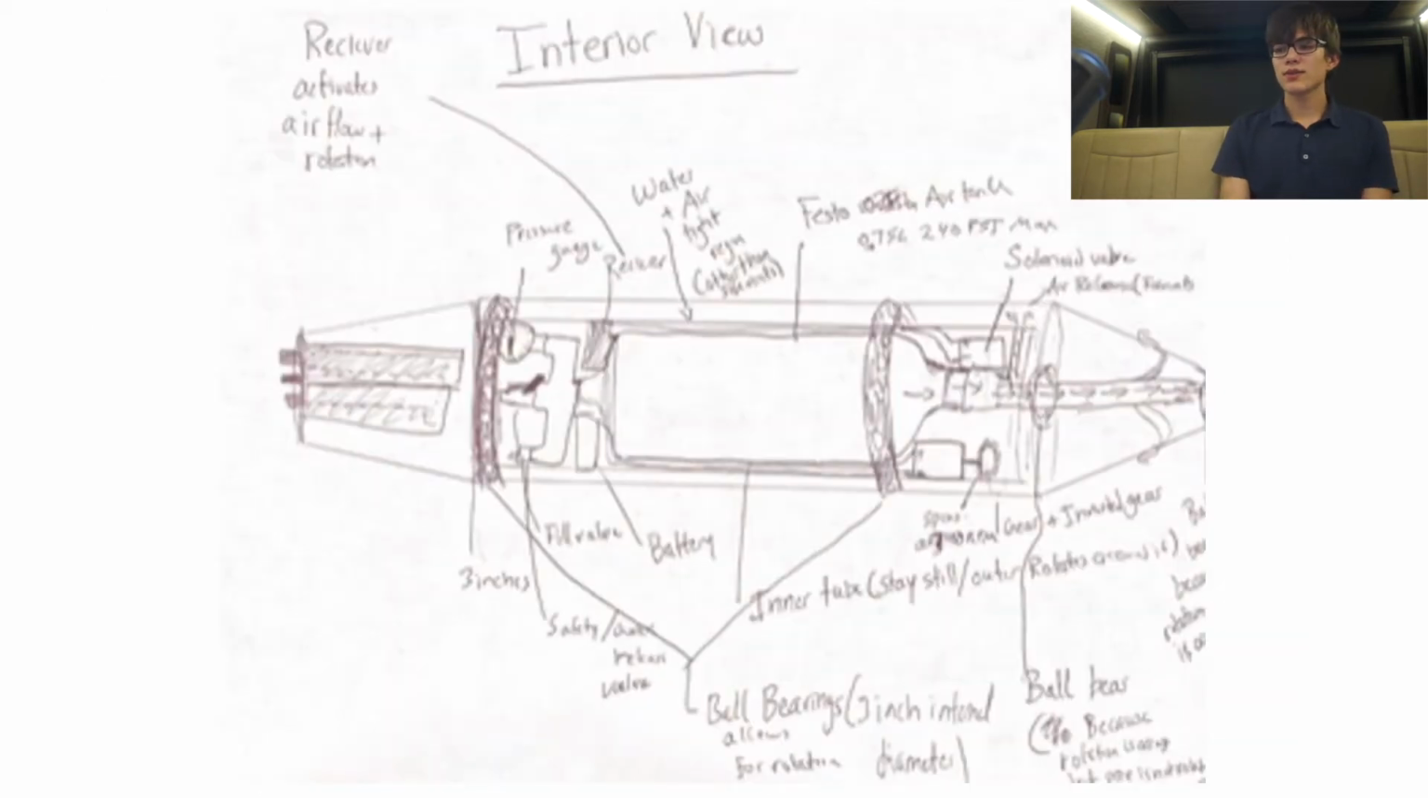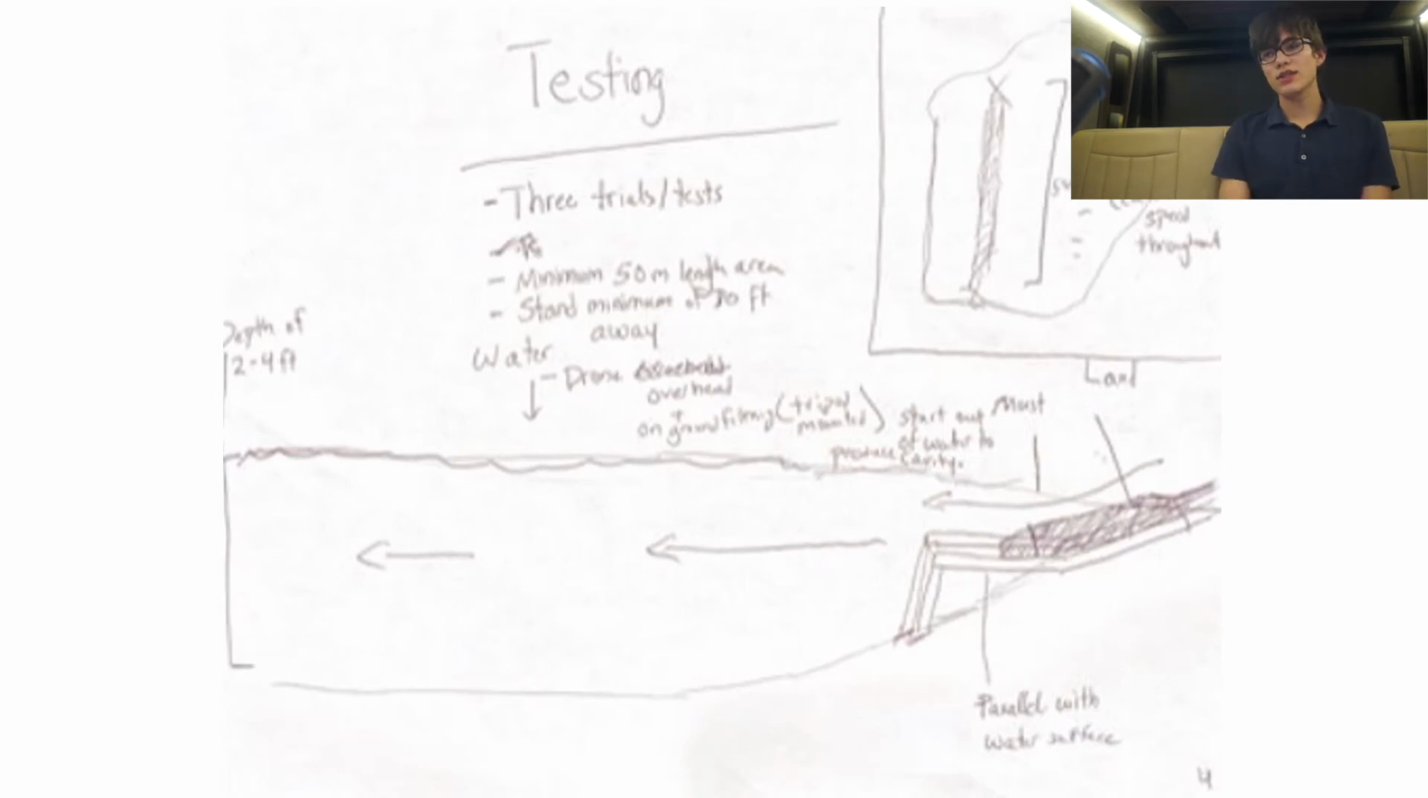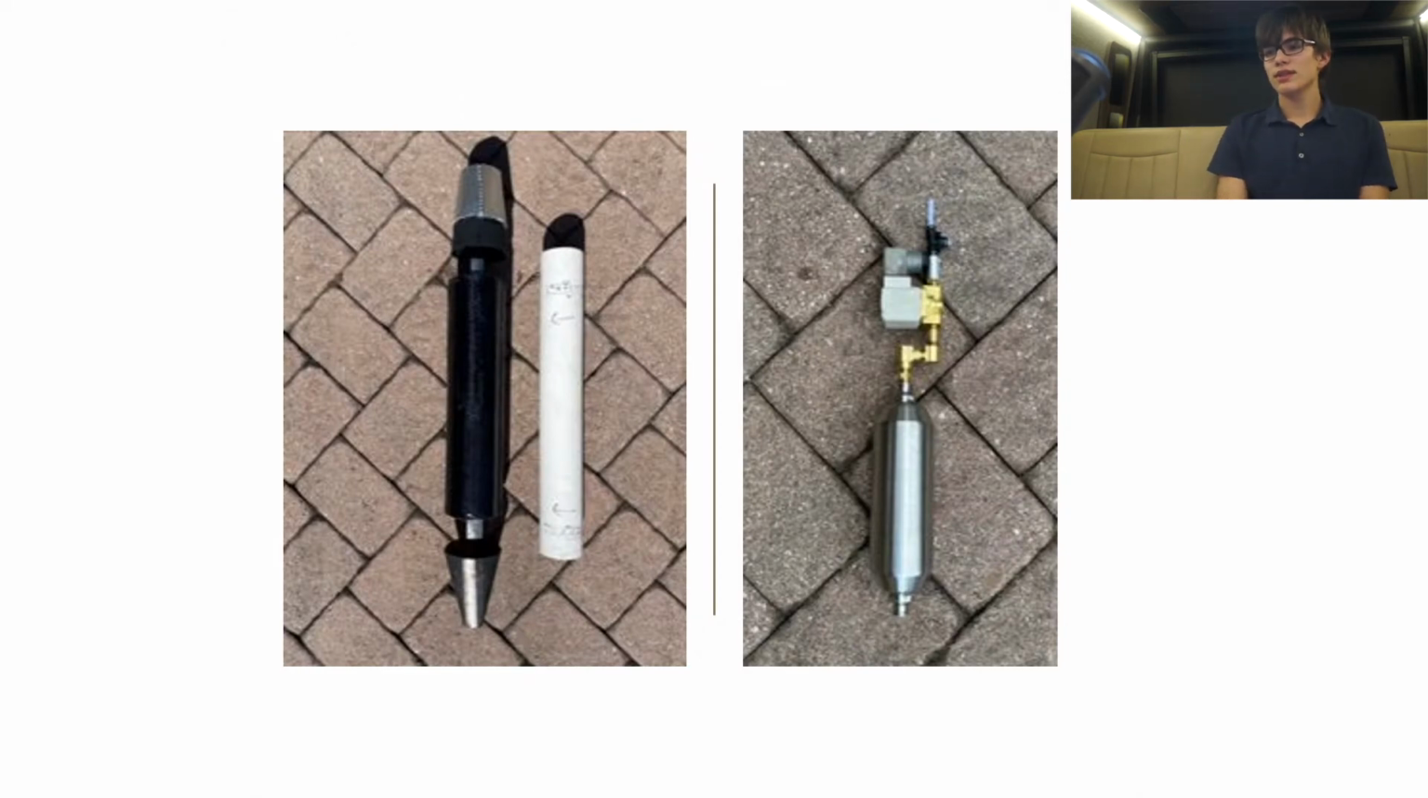And here's an interior view showing the pneumatic system, which releases air and induces an air bubble, and also the 3 G-class engines. And then for testing, 3 trials are taken in a minimum runway length of 50 meters in a lake. And a launch ramp is used to launch the submarine or the device. And this shows the external supercavitation device and the interior pneumatic system.